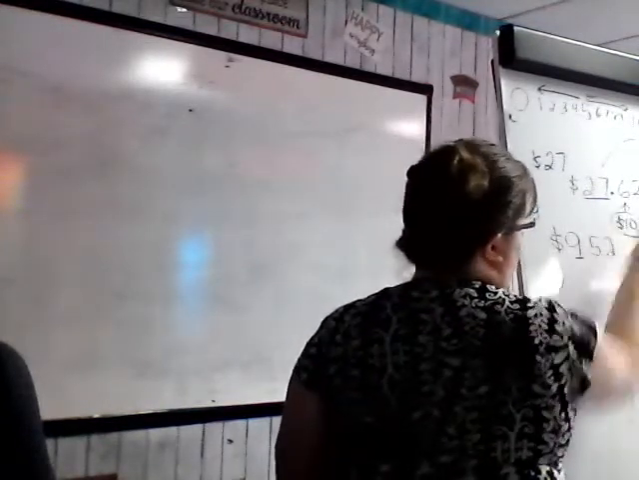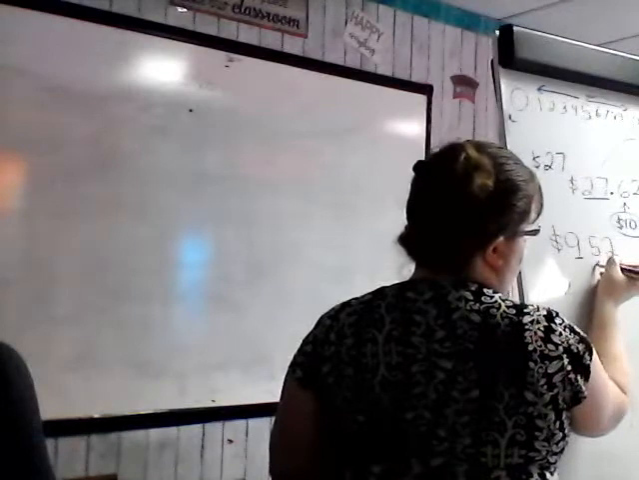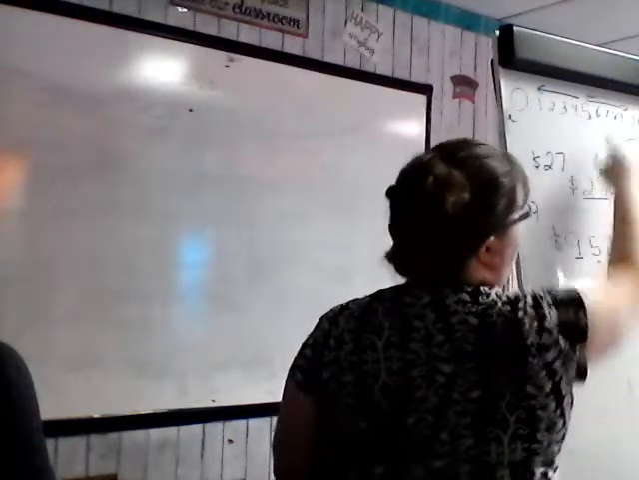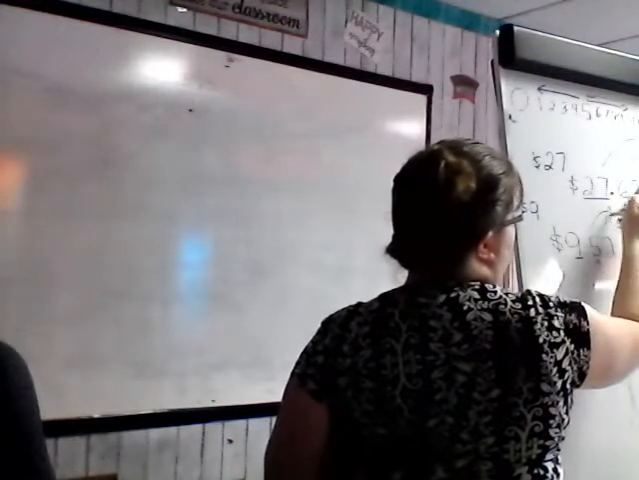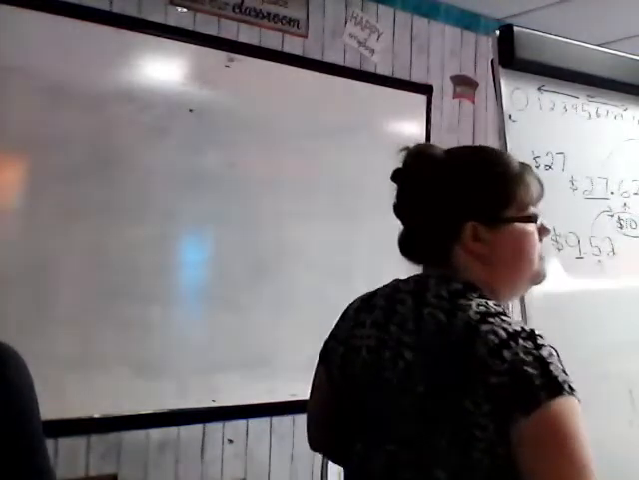10, very good. Why? If I look at my 5, which is right next to my decimal point, if I have a number that's 5 or higher, it always goes to the next highest number.